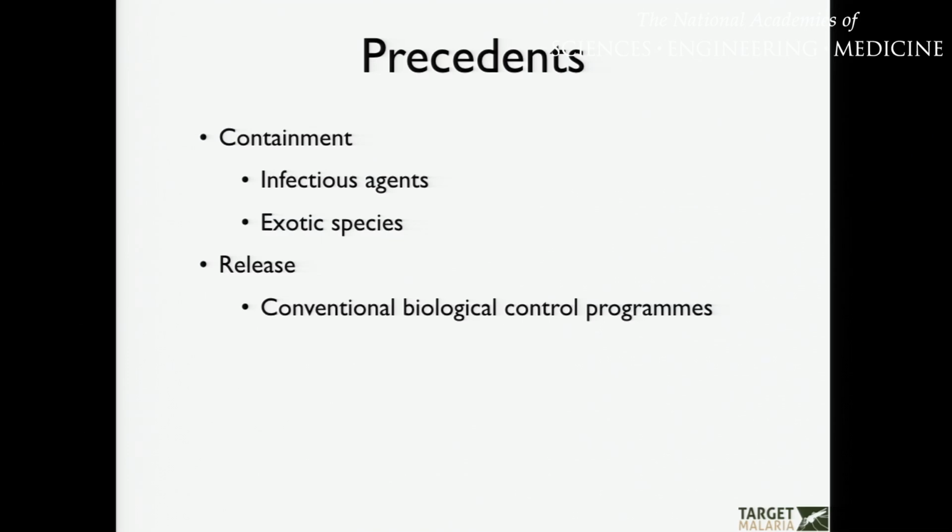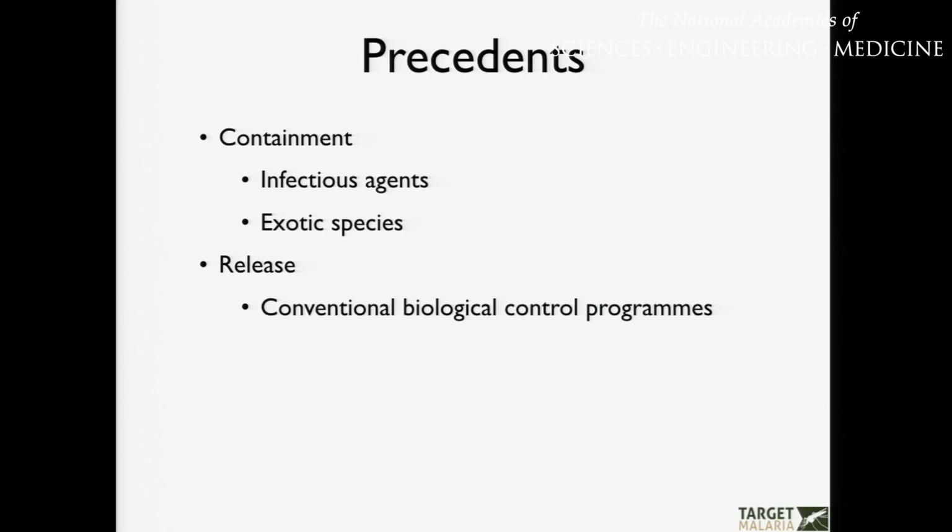And finally, I'd like to end with a couple of notes on precedents. So this gene drive approach hasn't been done before, so we can't say there's a well-trodden path for this. But there are nevertheless some things out there from which I think we can get useful lessons. In terms of containment, we want to keep gene-drive things in the lab. This is not the first time we've had this issue; infectious agents or exotic species we also want to keep in containment, and so we can learn from that.